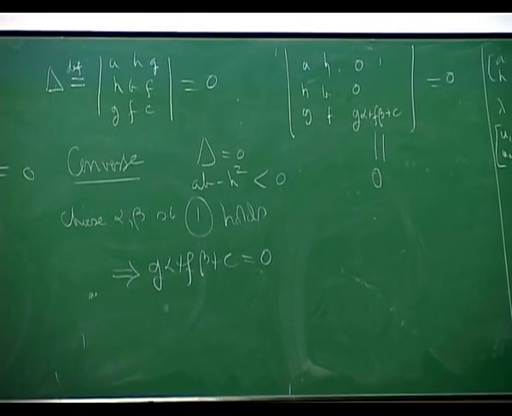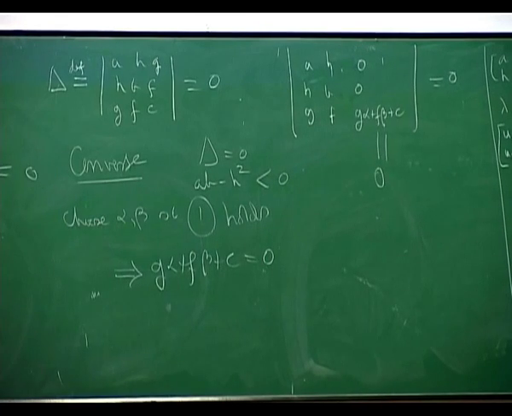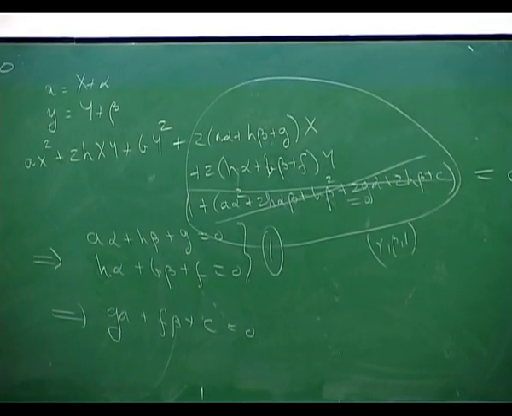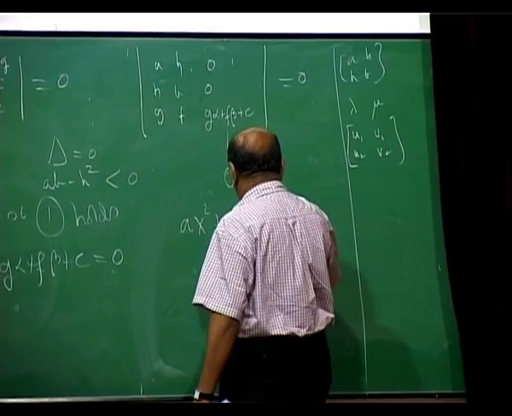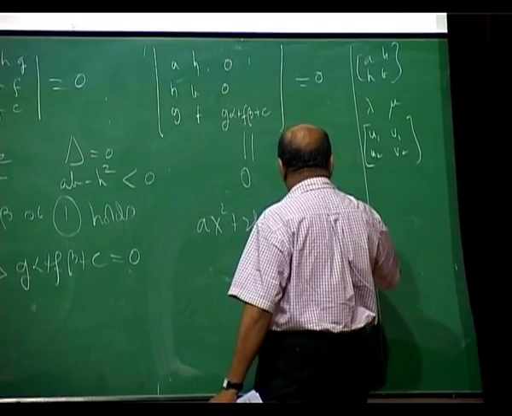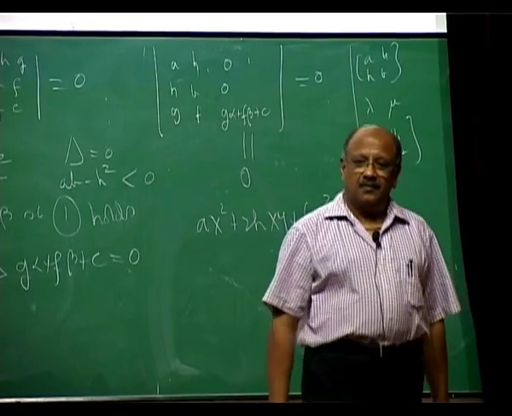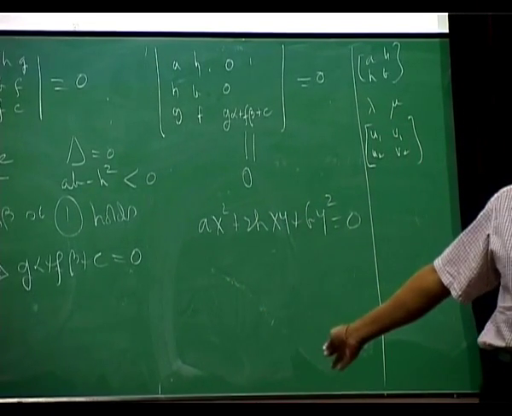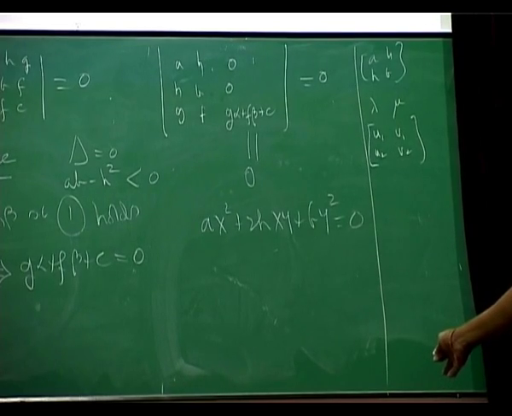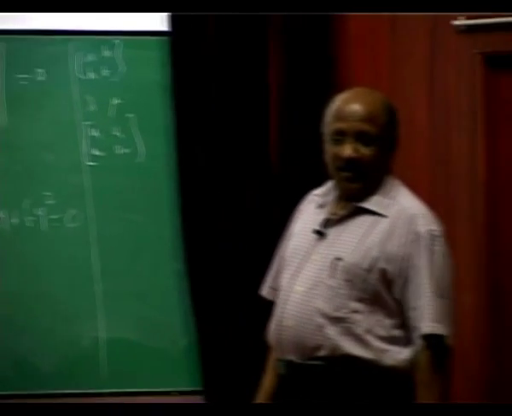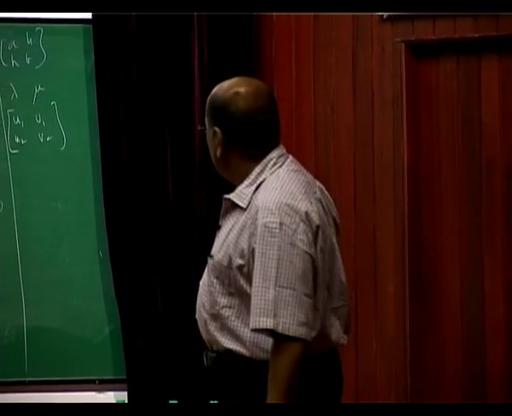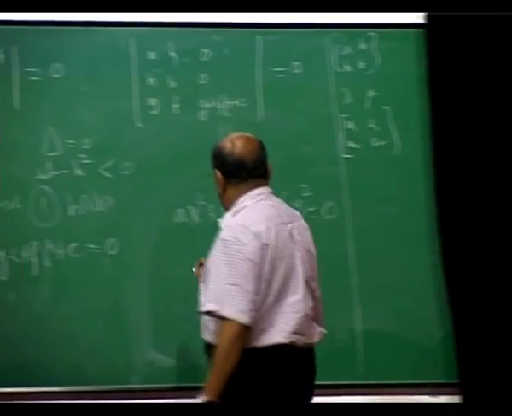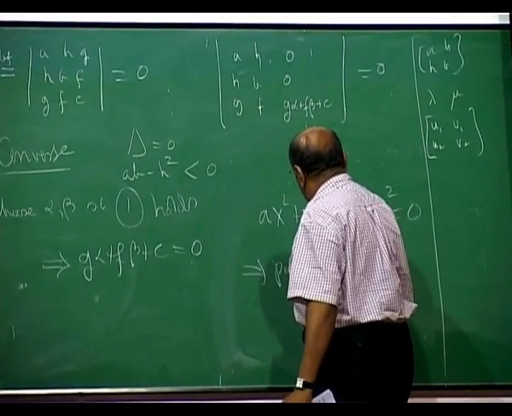Once all these three are 0, then all these terms disappear, and you get ax square plus 2hxy plus by square equal to 0. And we know that this represents a pair of straight lines which intersect each other. We have already seen that, because ab minus h square is less than 0. So this implies a pair of lines.